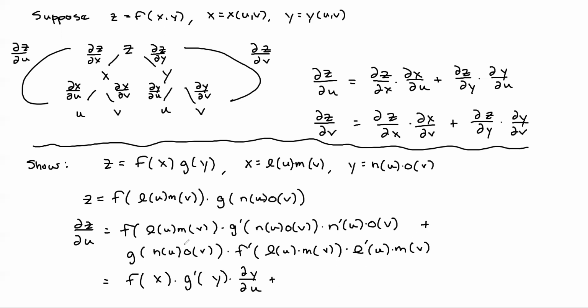Okay, and then there's that plus. And now we've got g of y times f prime of x, and then times L prime of u times m of v. If you compare these two, you just have differentiated x with respect to u. So it's the partial of x with respect to u.